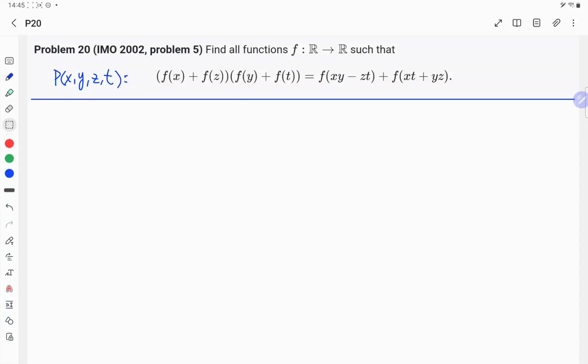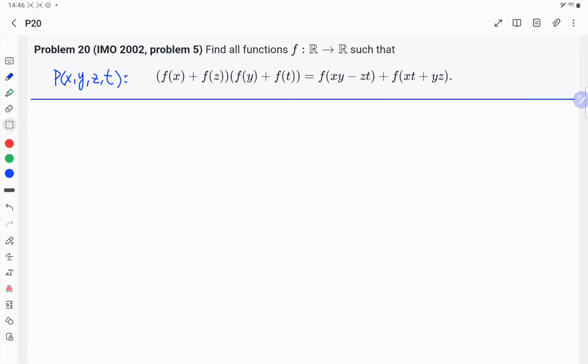Let's take a look at another functional equation. It is problem 5 of the International Mathematical Olympiad 2002. It says: find all functions f from real numbers to real numbers such that (f(x) + f(z)) times (f(y) + f(t)) equals f(xy - zt) + f(xt + yz). Okay, so let's call it P(x, y, z, t).